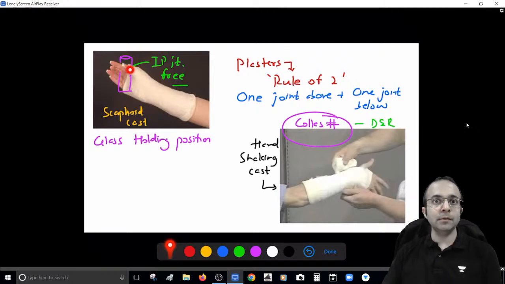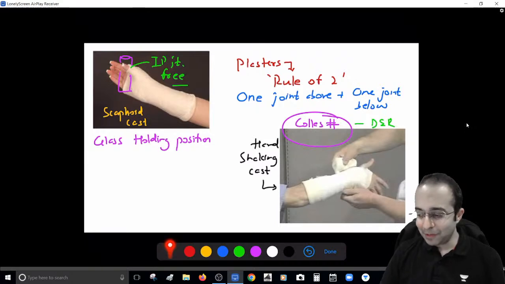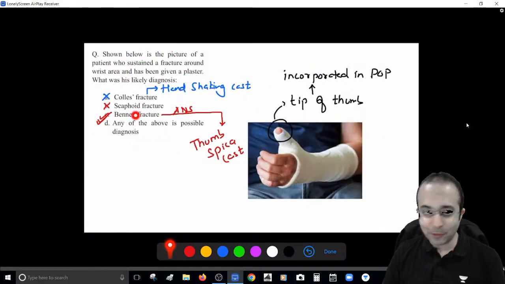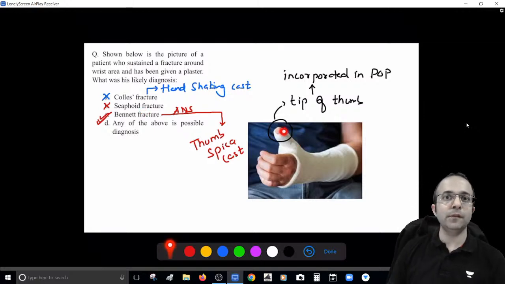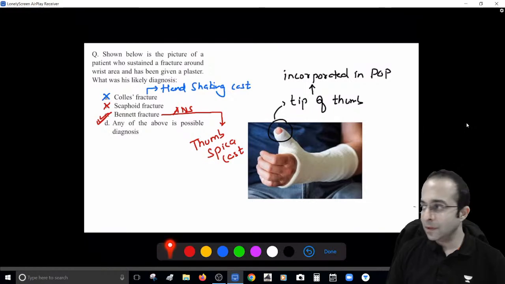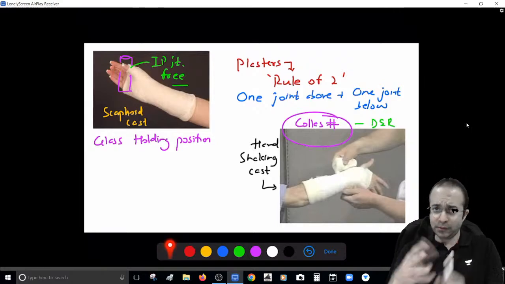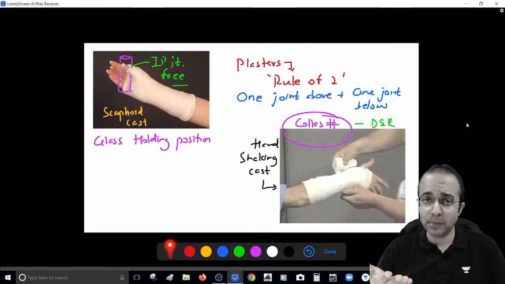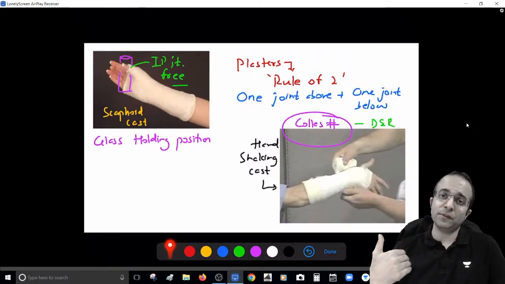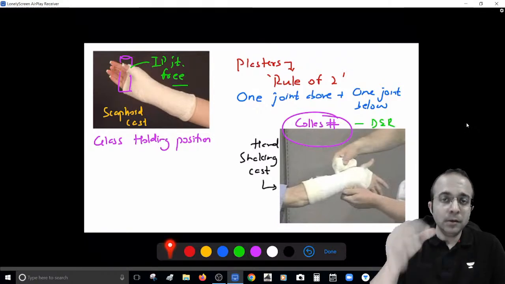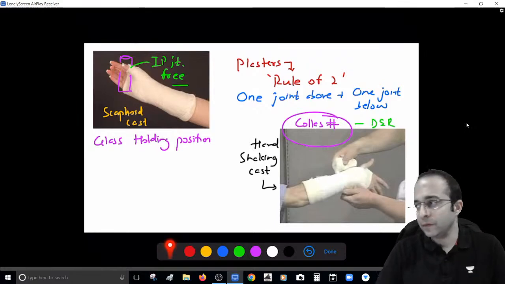Why immobilize the tip? In Bennett fracture, the metacarpal gets involved. So when the metacarpal is involved, we obviously have to go and involve the interphalangeal joint. So are you guys clear with this identification part here? And are you guys clear with the rule of 2? Whenever we apply plasters, we immobilize the proximal joint and the distal joint, taking the fracture part as a reference. Clear enough guys? Perfect enough?